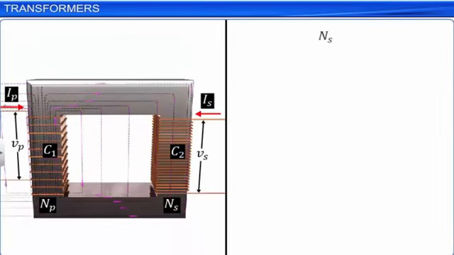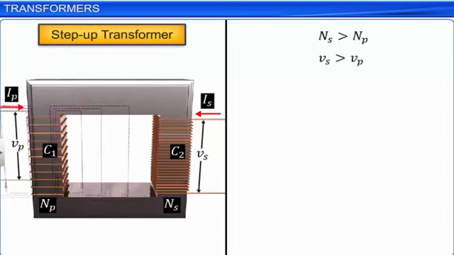If the secondary coil has a greater number of turns than the primary, the voltage is stepped up. That is, output voltage is higher than the input voltage. This type of transformer is called a step-up transformer. In this type of transformer, there is less current in the secondary coil than in the primary coil.